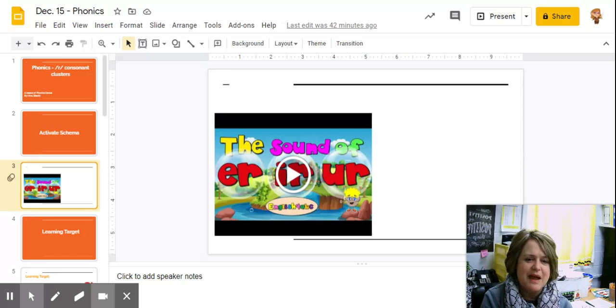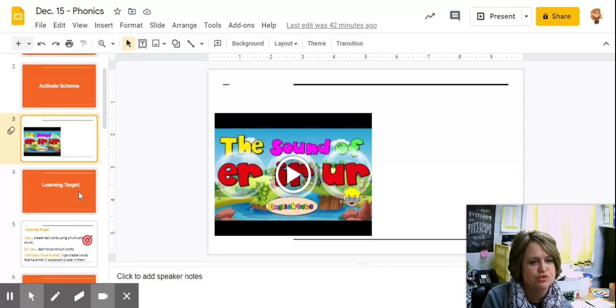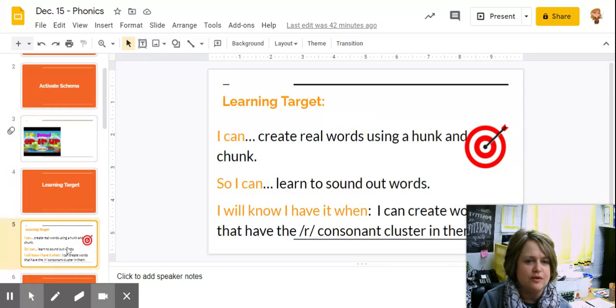Now remember, we have talked about these sounds before, and we talked about IR and UR. And IR and UR say the same sound as ER. So that's what we're talking about today. But we're also going to talk about blends with R, like BR says bruh. So we're going to be adding a few of those in as well, just to keep those fresh in your mind and review.